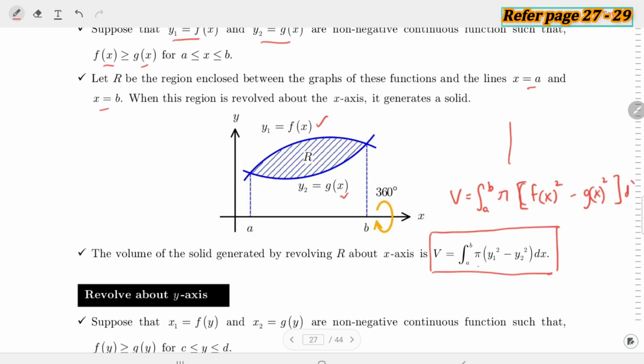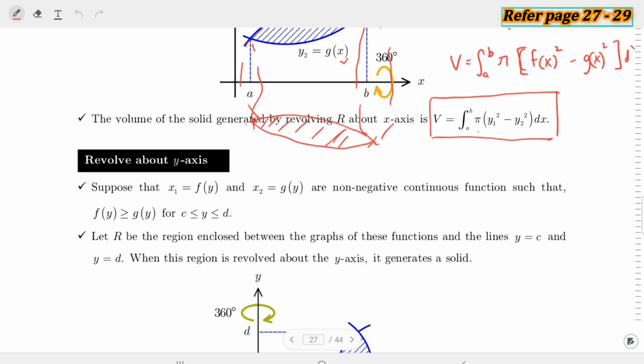When you imagine this region rotated about the x-axis, what would the volume look like? It will look like a donut. Do you know what a donut is? That is the rotation of this region.